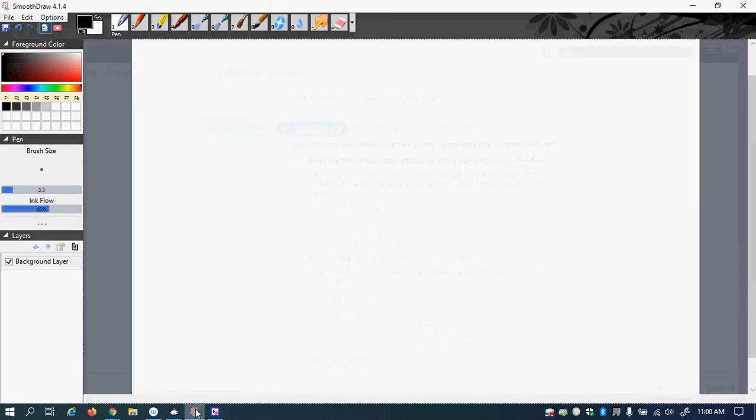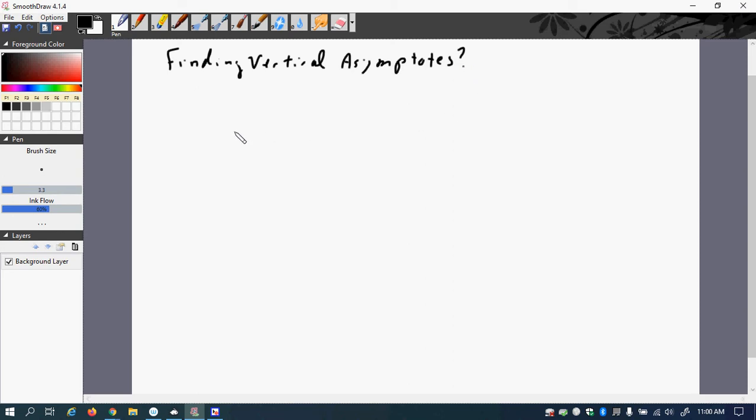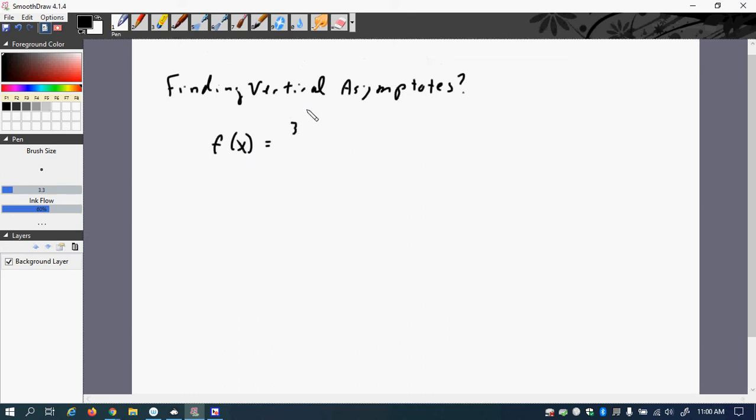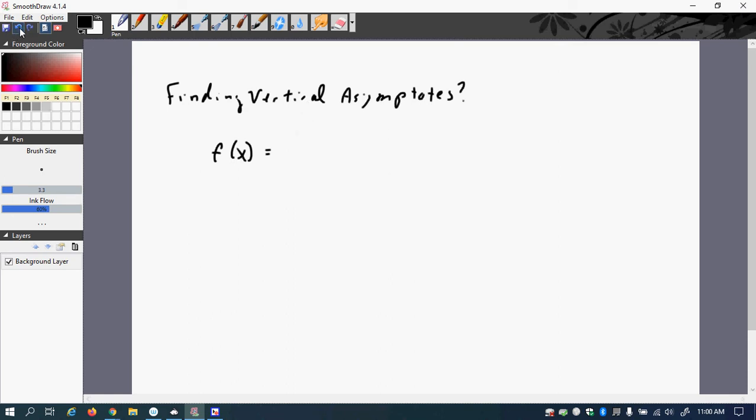Okay, so this is all about finding vertical asymptotes. Okay, and so the equation that they give us in the book is f of x equal to 3x minus 2 all divided by x squared plus 7x plus 12.